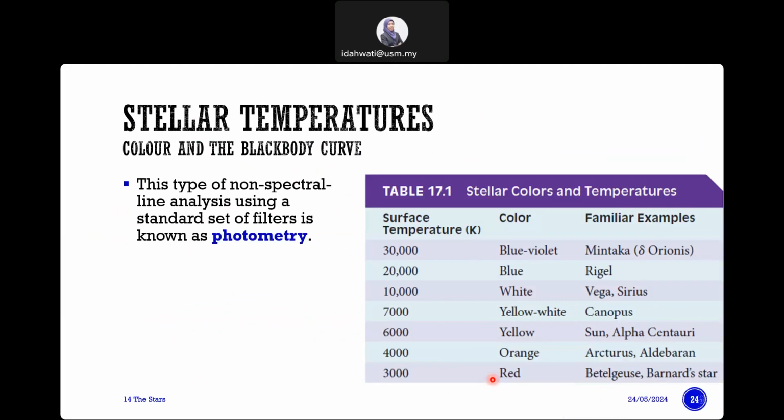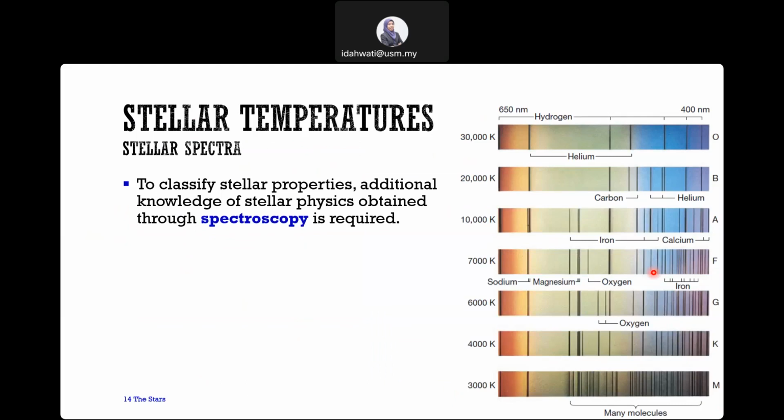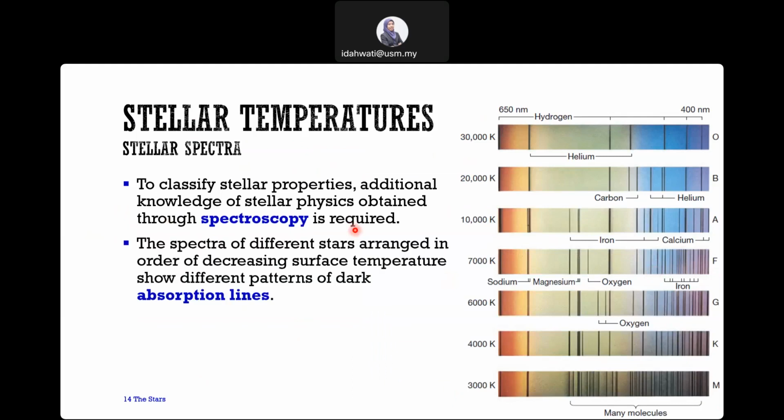Non-spectral light analysis using a standard set of filters is known as photometry. You can see the color and temperature information of stellar colors here, and stellar spectra to classify the stellar properties. Additional knowledge of stellar physics is obtained through spectroscopy. Spectroscopy is always related to absorption at different temperatures, as you can see in this diagram, from 3,000 up to 30,000 Kelvin. You can see the difference in the absorption lines and the material: iron, calcium, and we have oxygen. For hydrogen it is 30,000 Kelvin.